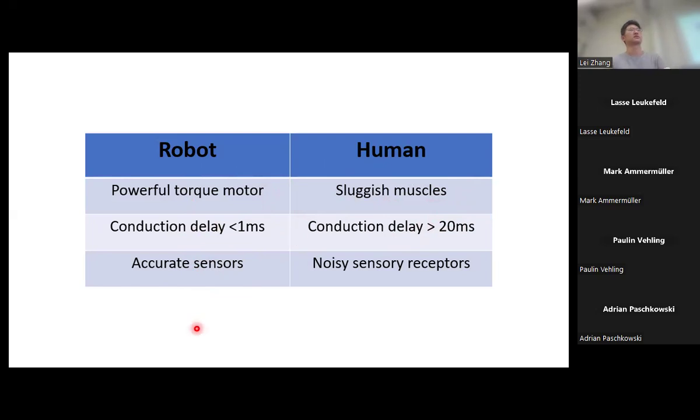Also, robots have very modern, accurate sensors. You can measure a lot of variables that you want. In humans, we will also look at these sensors later on. These sensors are not so precise and not reliable. You cannot really rely on the data that the sensor provides because there is also a lot of noise during neural transmission. So despite these problems, it seems not so advantageous for humans with this kind of equipment. But still, it's clear that humans can perform much better than the robot.